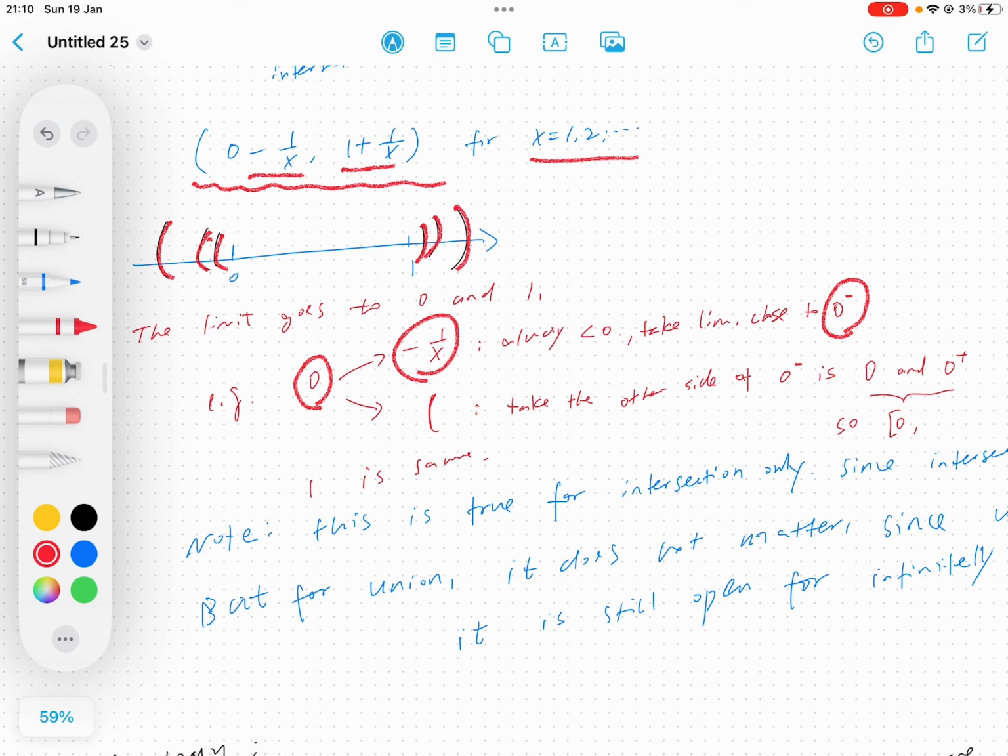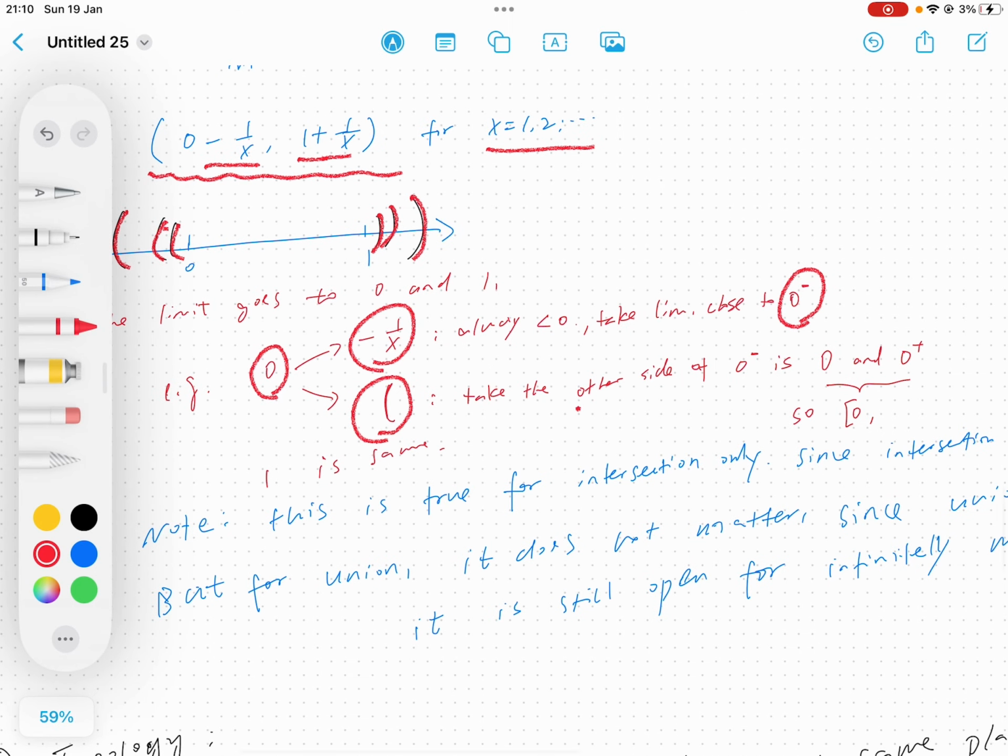So when we have that, the second part is that we have this open bracket, or this bracket that is not including the boundary, right? So that means we're gonna take the other side of 0 minus, or the 0 negative. So that'll be the other side of that. That'll be not only 0 plus, but also the 0 itself, right? So that's why we combine those two as the closed of 0, right, for this boundary. And that would be exactly the same for 1.